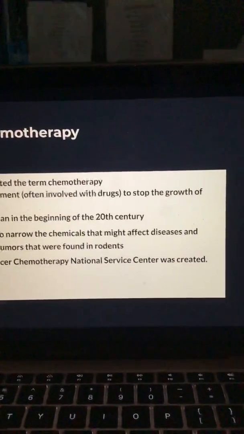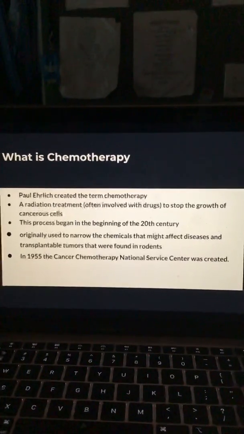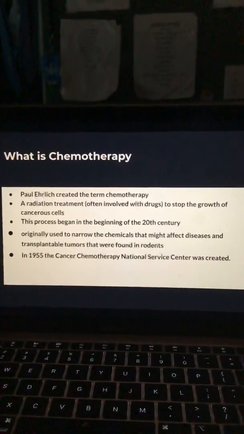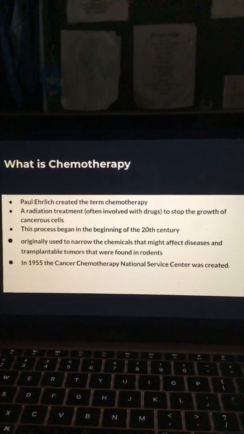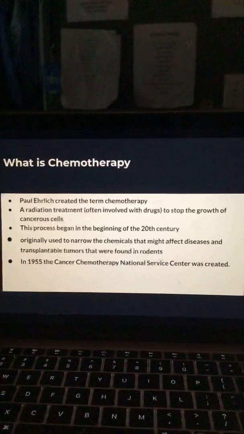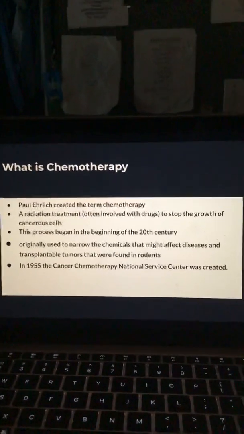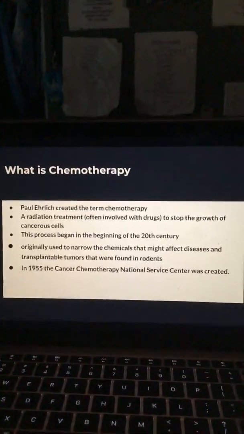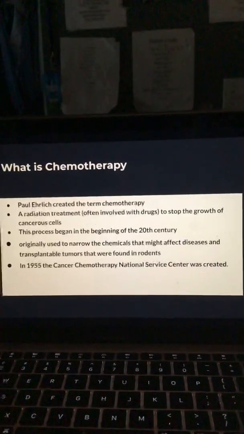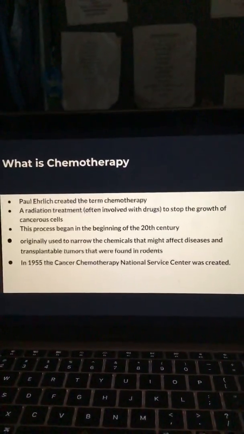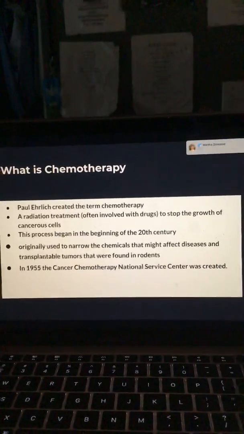Hello, what is chemotherapy? Paul Ehrlich created the term chemotherapy. Chemotherapy is a radiation treatment often involved with drugs to stop the growth of cancerous cells. The process began in the beginning of the 20th century. Originally, it was used to narrow the chemicals that might affect diseases and transplantable tumors that were found in rodents. In 1955, the Cancer Chemotherapy National Service Center was created.